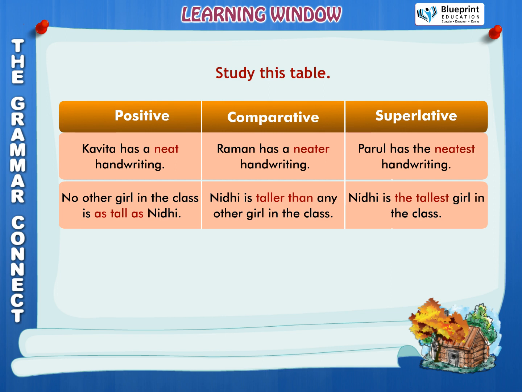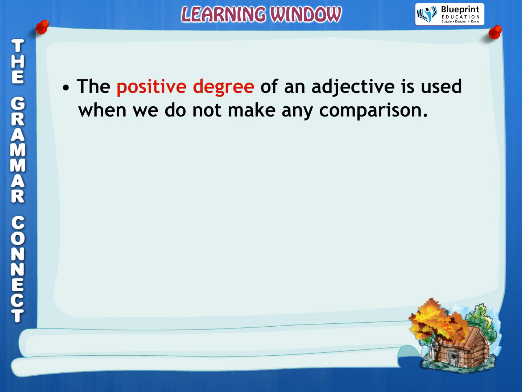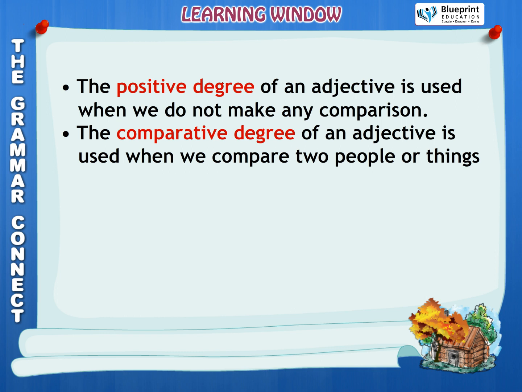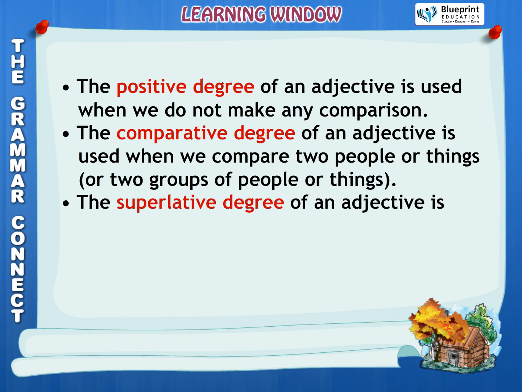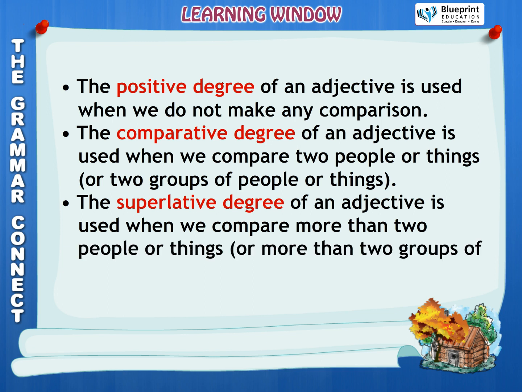No other girl in the class is as tall as Nidhi. Nidhi is taller than any other girl in the class. Nidhi is the tallest girl in the class. The positive degree of an adjective is used when we do not make any comparison. The comparative degree of an adjective is used when we compare 2 people or things, or 2 groups of people or things. The superlative degree of an adjective is used when we compare more than 2 people or things, or more than 2 groups of people or things.